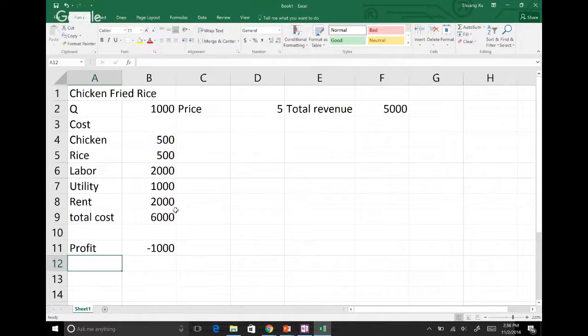All right, so here's a question for you. If this company is losing $1,000 per month, for next month, should we stay open or should we close? Now, let's look at the different options. If we stay open, we lose $1,000. Now, if we close, how much money do we lose?